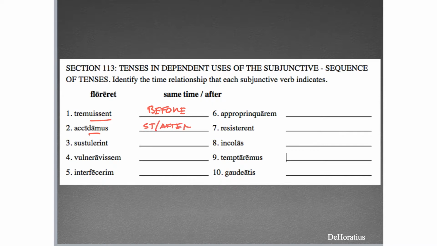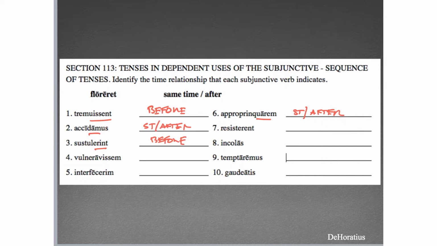So tulerint, that ERI tells me that it's a perfect subjunctive. That's going to indicate before. And just to get all of them in there, apropos quarem, that's an imperfect subjunctive. That's going to indicate same time or after.